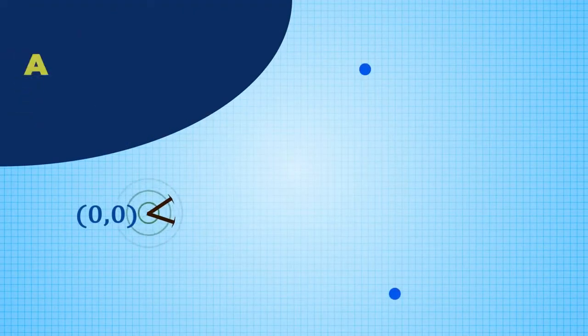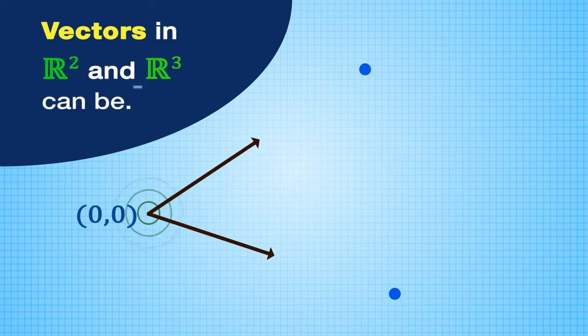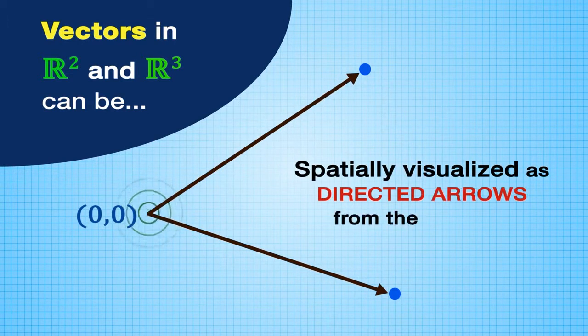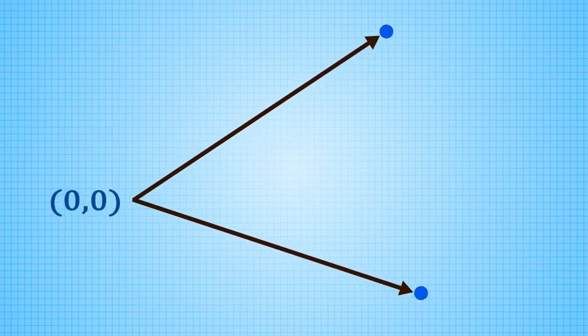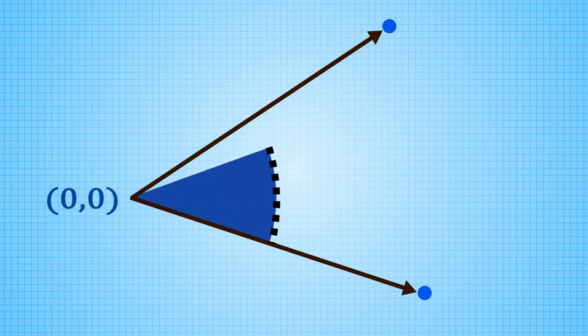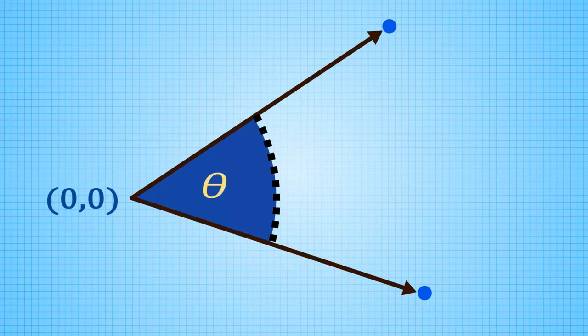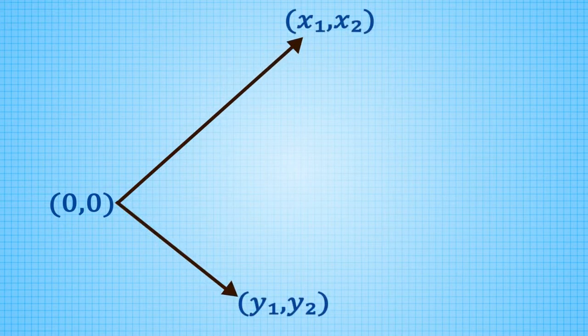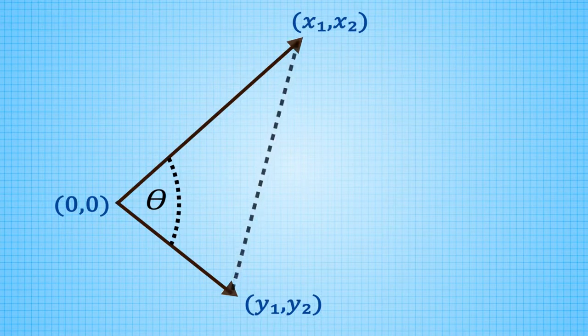Last lecture, we mentioned that vectors in R2 and R3 can be spatially visualized as directed arrows from the origin. Under this visualization, we can calculate the angle between two vectors. For example, in the case of R2, suppose we are given the points x1, x2 and y1, y2. To calculate theta, we must compute the distances.